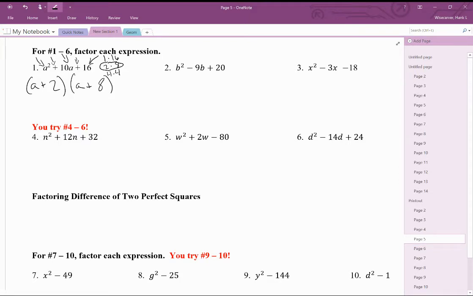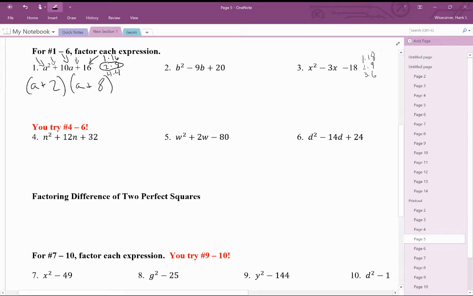I'm going to do the last one. Let's look at the last one. So again, I'm going to list the factors of 18. So 1 times 18, 2 times 9, 3 times 6, and I believe that's all of them. Yes, it is. Now I'm just going to look through which ones combine to make 3.